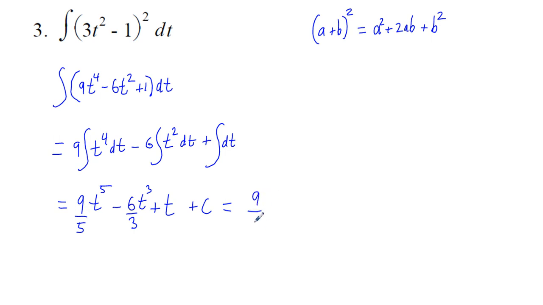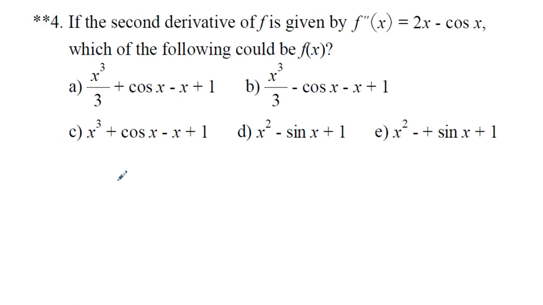We have 9/5 t to the 5th power minus 2t cubed plus t plus c. So even though this problem finds itself in the section that has to do with integrating using the formulas of trigonometry, this is not one of those, but we didn't need that, so it's just one thrown in there. Problem 4, multiple choice.